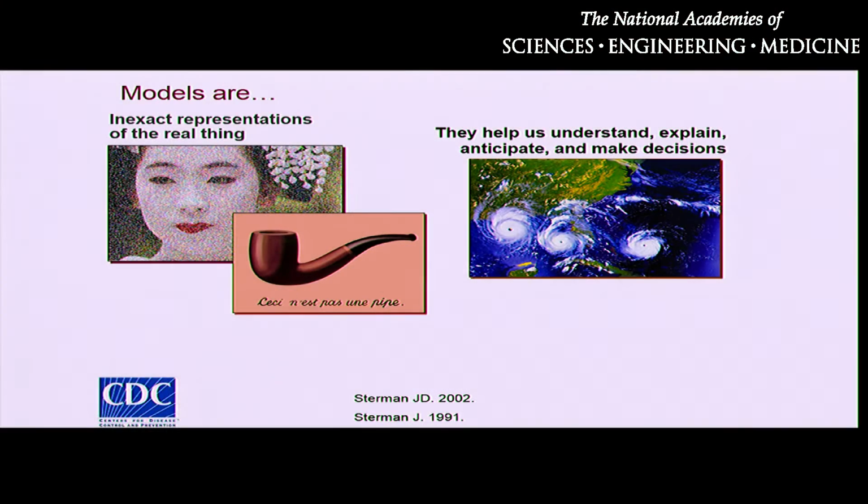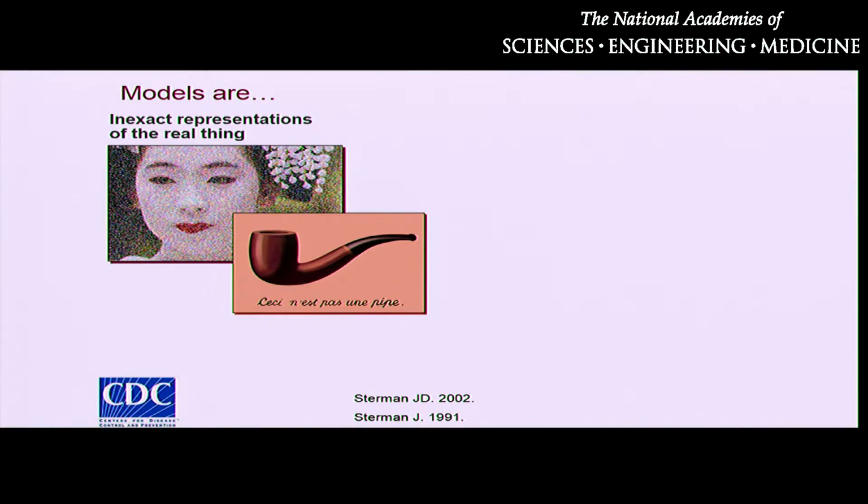So models are inexact representations of the real thing. So back here, this is a pipe, a picture of a pipe, I should say. And in French, it says, "Ceci n'est pas une pipe." I think that's my French from 8th grade. This is not a pipe. Well, it's not a pipe because it's a picture of a pipe, right? So you can't smoke out of that pipe, right?